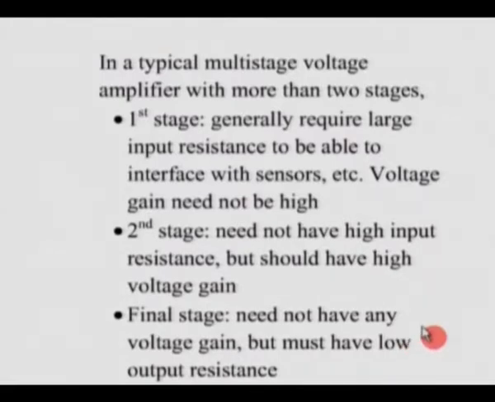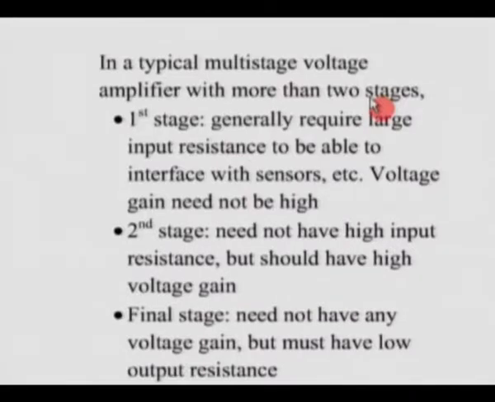Therefore it did not have any voltage gain, it can be just a unity gain, but it must have low output resistance. Now before we consider a numerical example to illustrate what we said, let us look at another example which we discussed yesterday. Let us look at the public address system, which we are very familiar with.